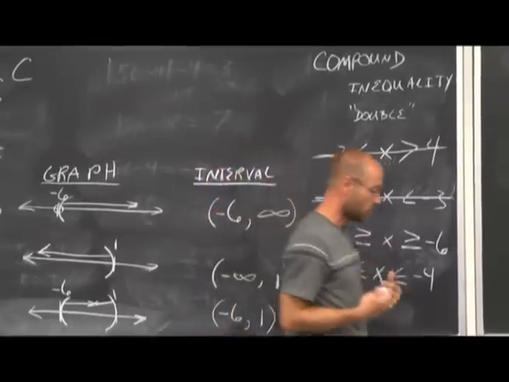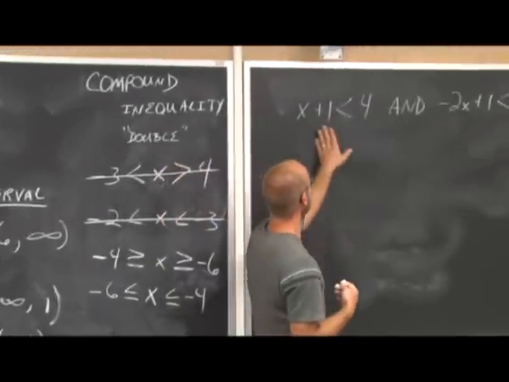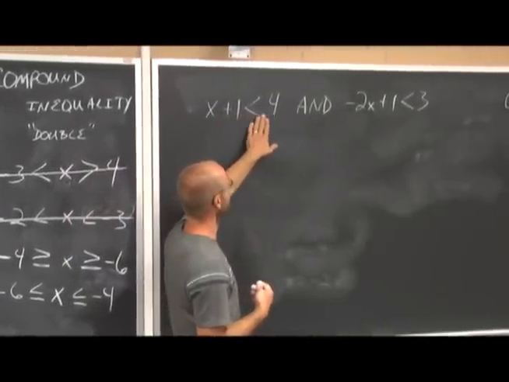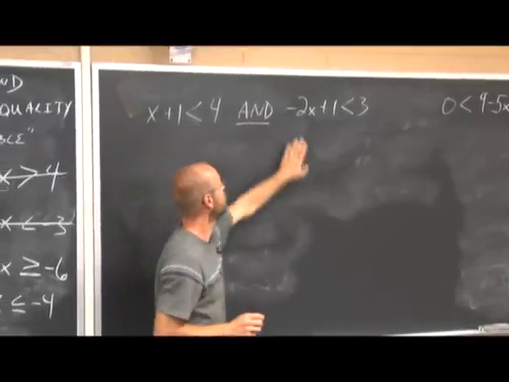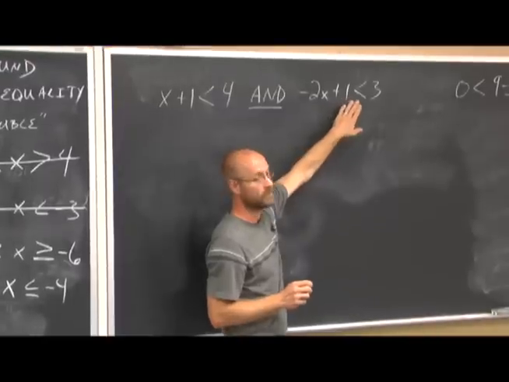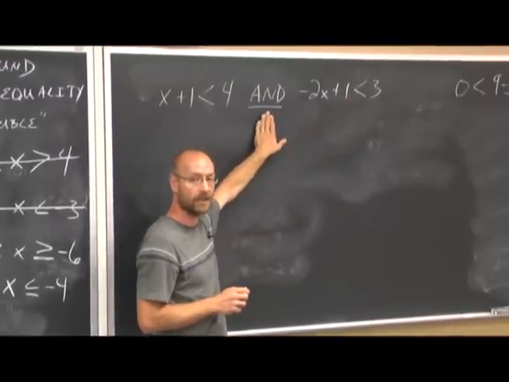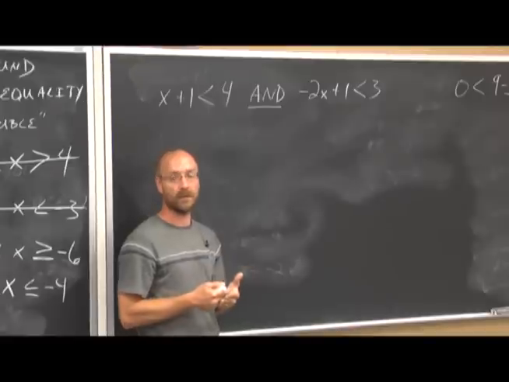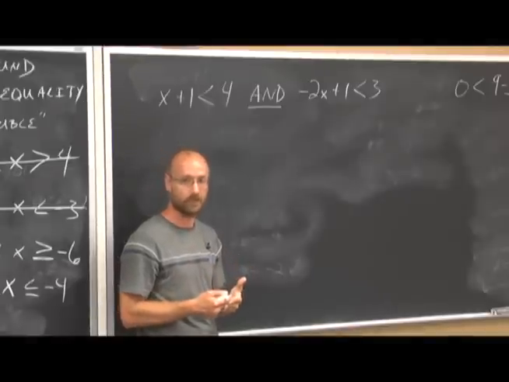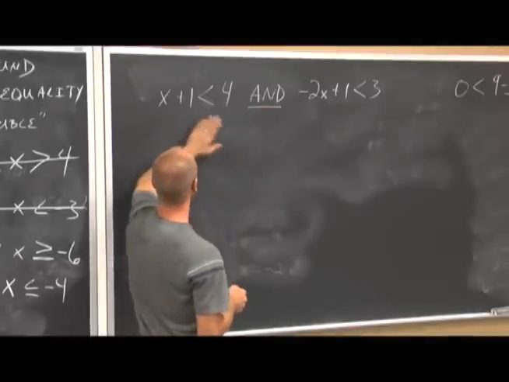All right, now let's go to an example here. We have x plus 1 is less than 4, and this is the key word here, and negative 2x plus 1 less than 3. What this "and" tells me is it says go looking for an intersection. Find the values that are in both sets. So we're looking for the intersection.